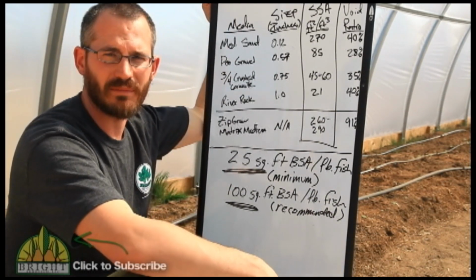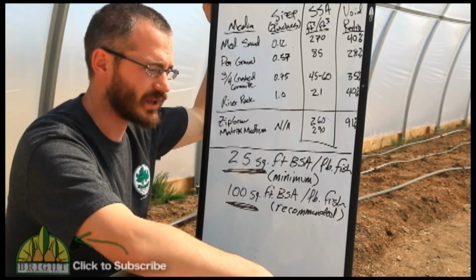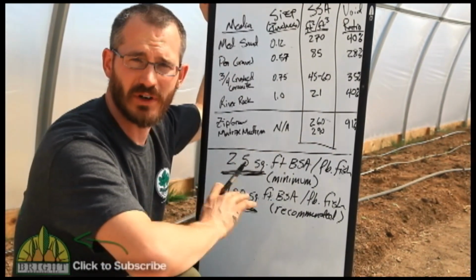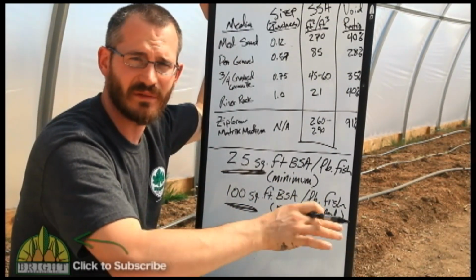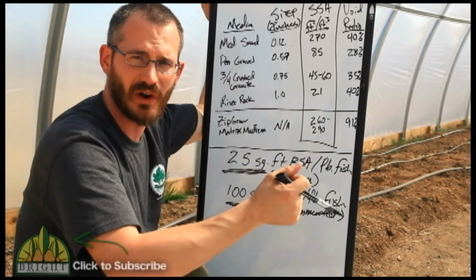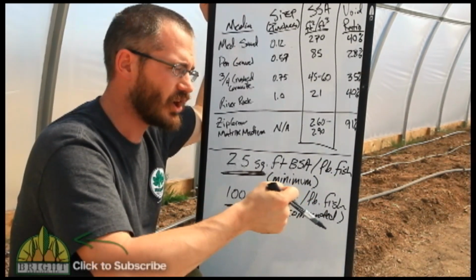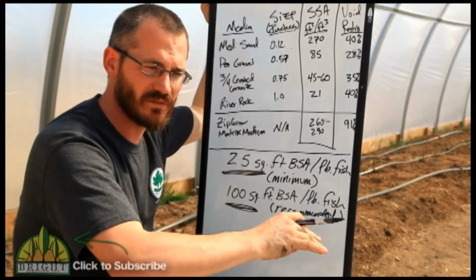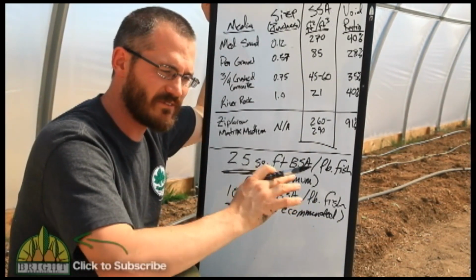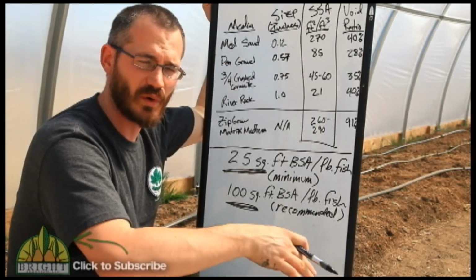I'm sure there is a point, but it's so far out there that no one's ever hit it. You want to shoot for as much biological system area in your system as possible, because this is really the heart of your system. It's the motor that runs the system. Your microbes are doing all of your work for you, so the more of them you have, the more efficient your system can be at processing waste.